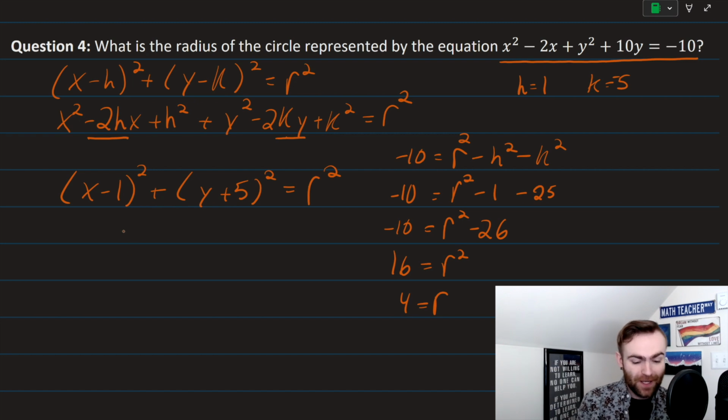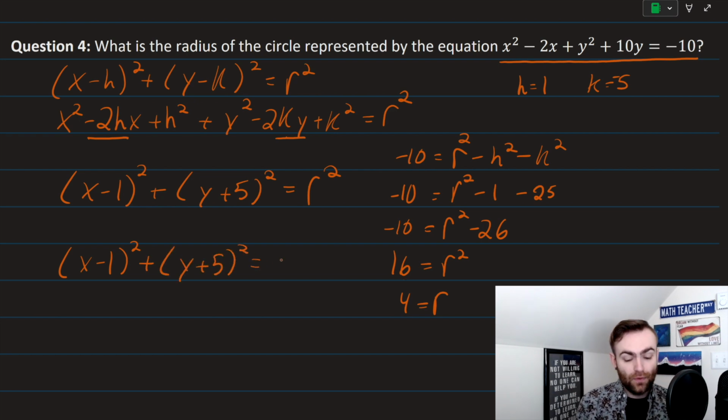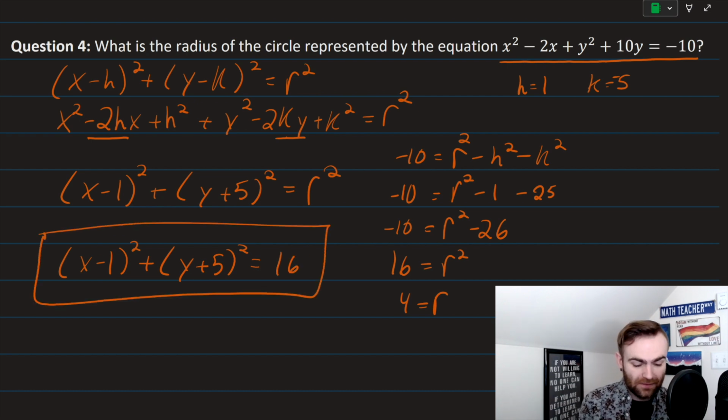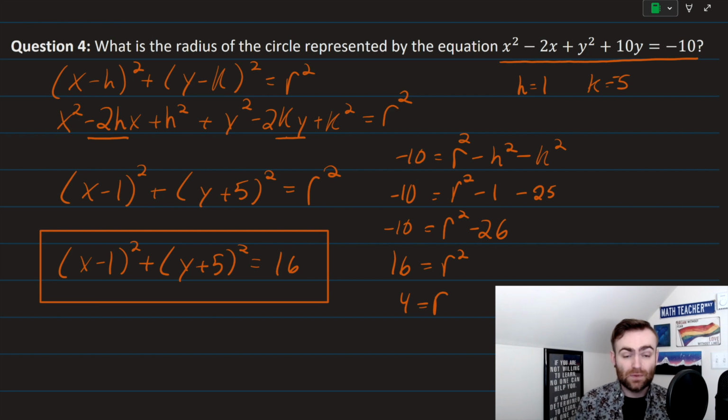Meaning our final equation is x minus 1 squared plus y plus 5 squared is equal to 4 squared, or we could just leave it as 16. And that is our final answer. So a little bit of work in the last one, but if you understand the equation, where the equation comes from, and how to manipulate equations, you can find out what you need.